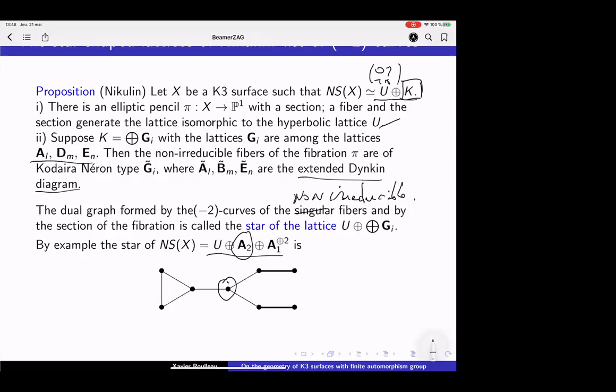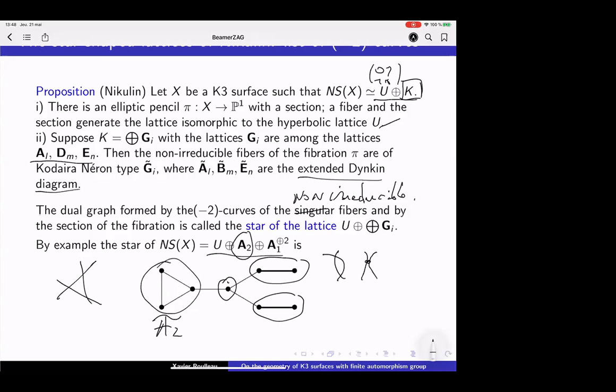You have A2, the extended diagram of A2 is A2 tilde here, and 2A1, so first A1, first A2. That means that this is the dual graph, so the curves of the singular fiber are like that here, and for the two it is like that or like that. Here there is a tangent. So what you do is that if your K3 is U plus K, and K is like that with G, A, D, E, then you can associate the star of your lattice.